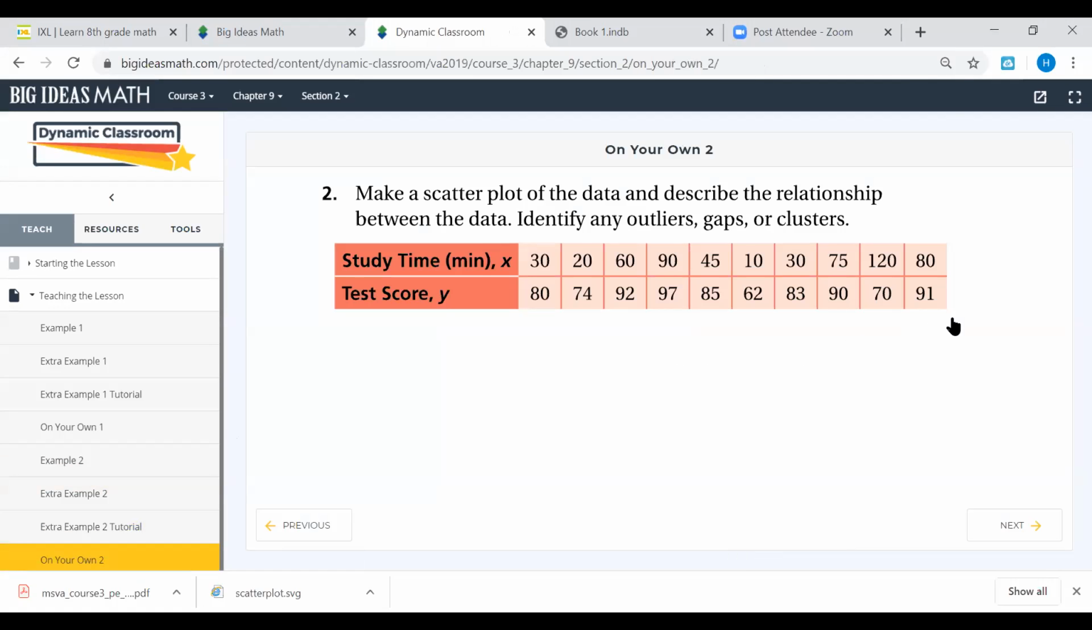So for on your own, if you would like to, you can try to make your own scatter plot. It says make a scatter plot of the data and describe the relationship between the data. Identify any outliers, gaps, or clusters. So you can either pause this right now and go ahead and try this, and then come back and look at the answer or see the answer here.